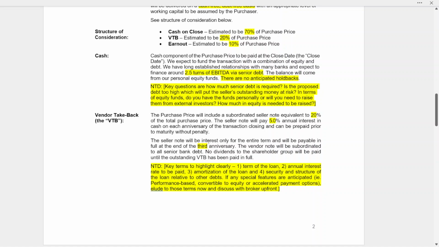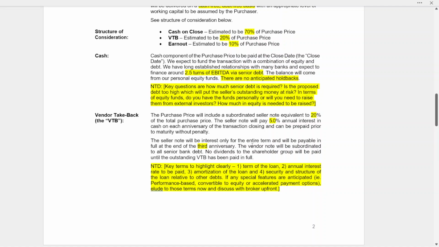The seller note will be interest only for the entire term and will be payable in full at the end of the third anniversary. So what that means is that it's a 3-year note paying 5% interest annually. There's no amortization, so you're not paying down the 20%. The principal stays the same throughout. And at the end of the 3 years, so 36 months later, the full note is paid back in full.